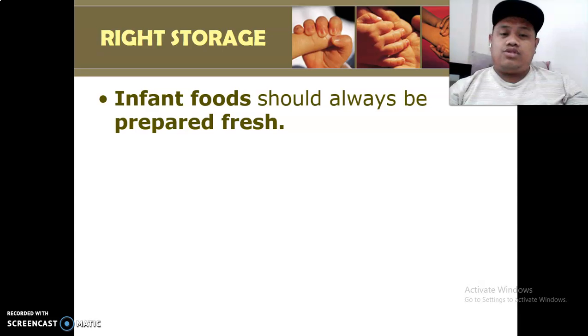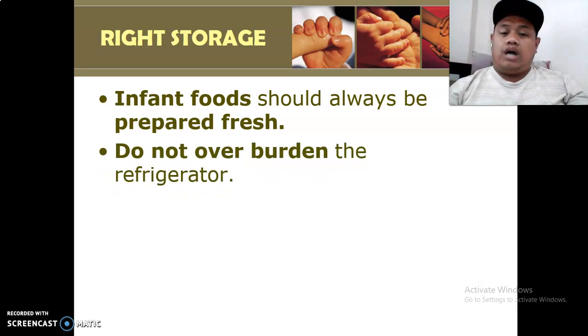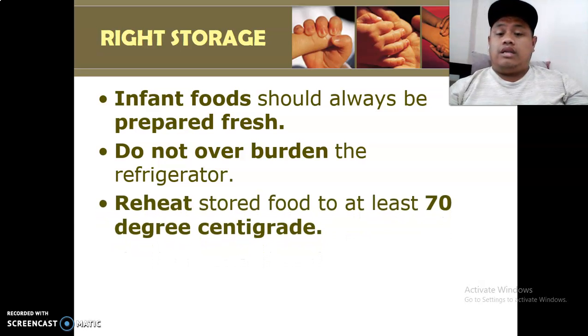Infant foods should always be prepared fresh. For example, if you're going to prepare milk and the baby is about to drink it 4 hours later, it is better that you prepare the food whenever the infant needs it. Do not overburden the refrigerator, because if it's too full, the air will not circulate and it will spoil the other contents that are not reached by the cold air. Reheat stored food to at least 70 degrees Celsius before consuming it.